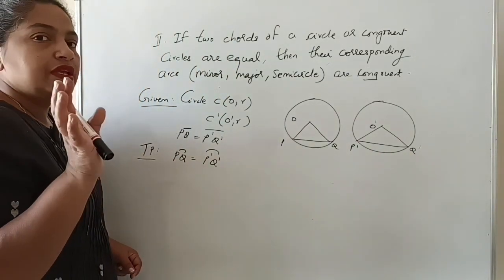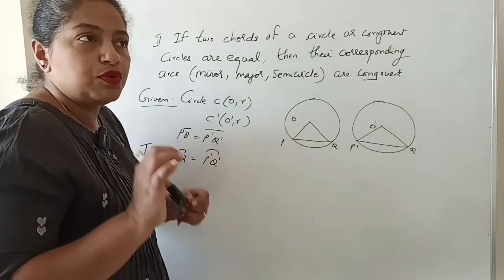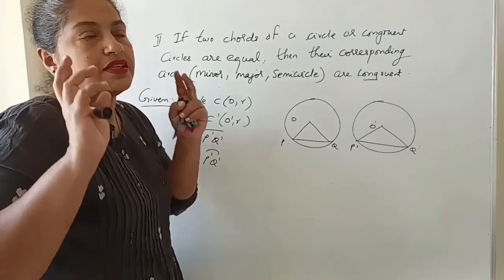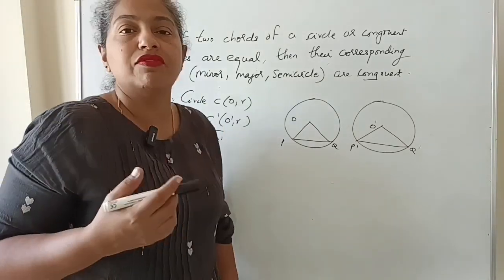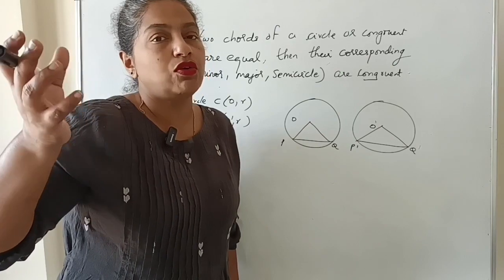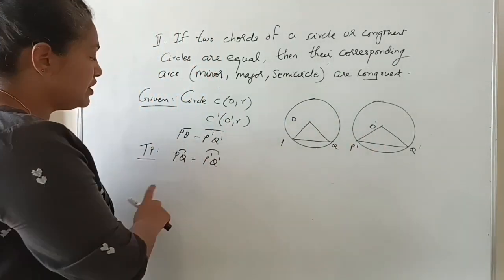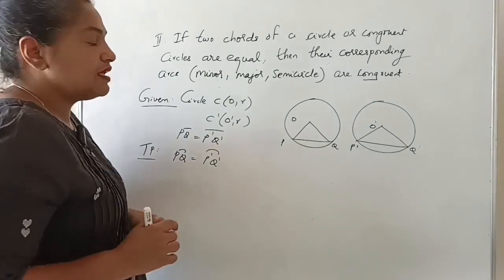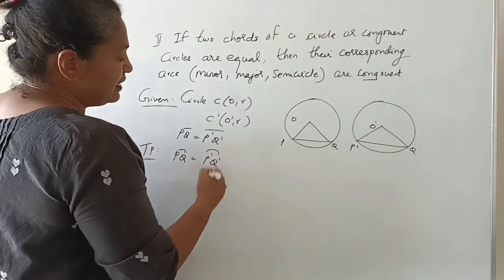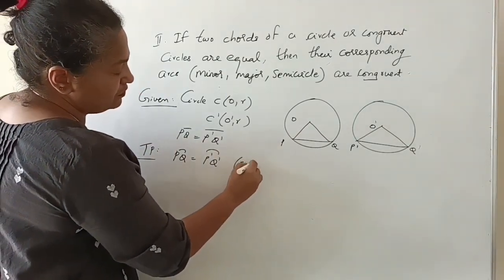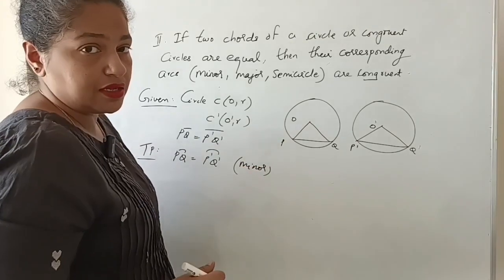So, I told you, whenever we are starting with a proof in circles, the first thing that we do automatically is connect the endpoints of the chord to the center. So, that is what I have done for the construction. Okay, we need to prove the arc PQ is equal to arc P dash Q dash. Let us consider the first case, the minor arc.